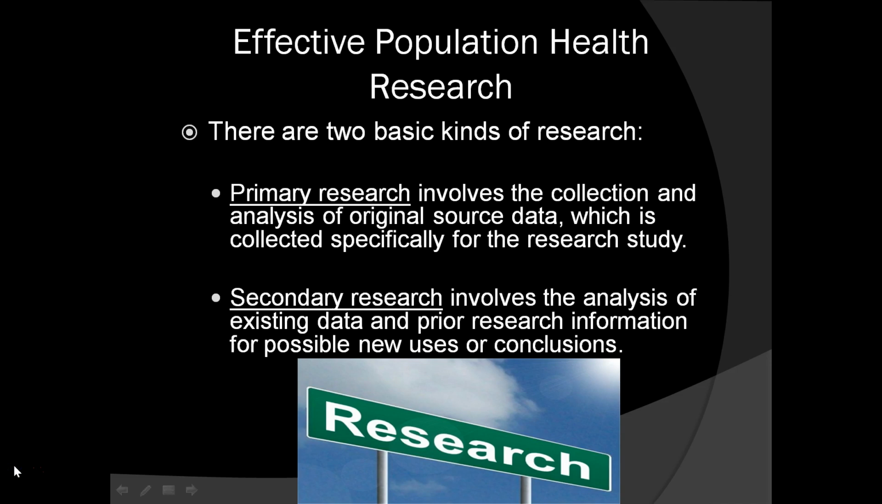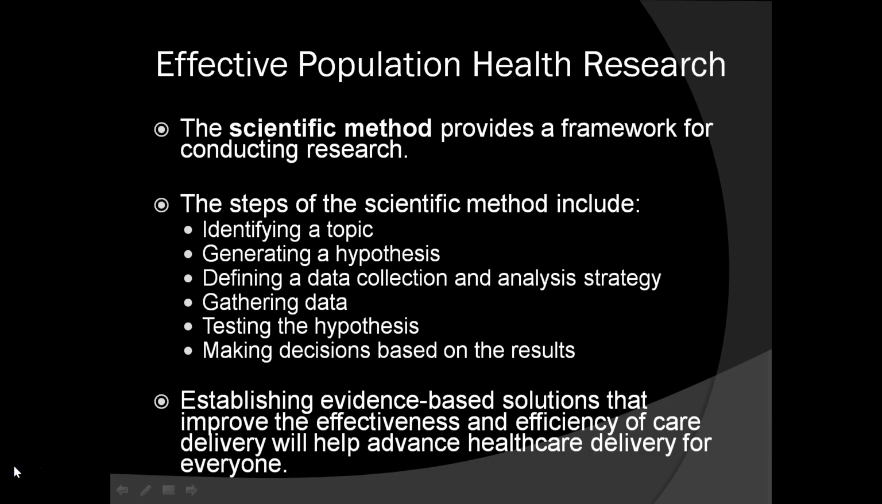You have primary research and secondary research. So primary research involves the collection and analysis of original source data, which is collected specifically for the research study. And secondary research involves the analysis of existing data and prior research information for possible new uses or conclusions. Now, the scientific method provides a framework for conducting research.